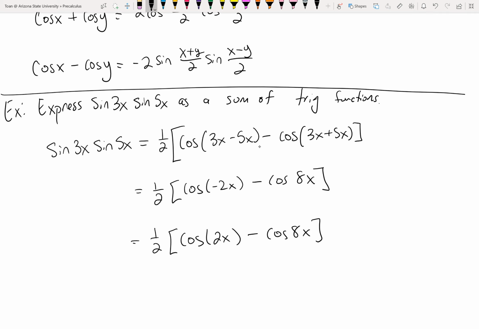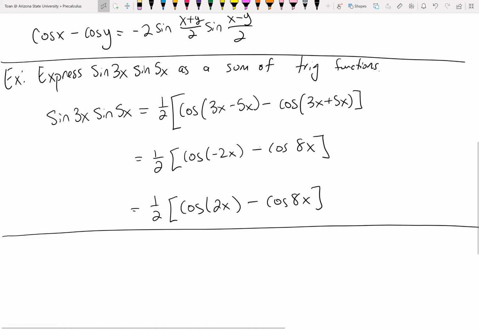That's it. So I didn't really do a lot of thinking. This was basically automatic. I just followed the product to sum identity. And we should be able to go backwards, right? If I ask you to do product to sum, let's do sum to product.